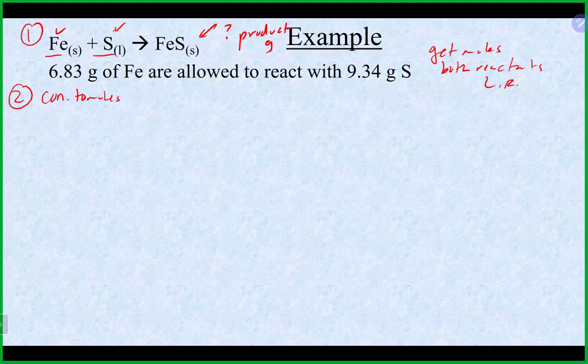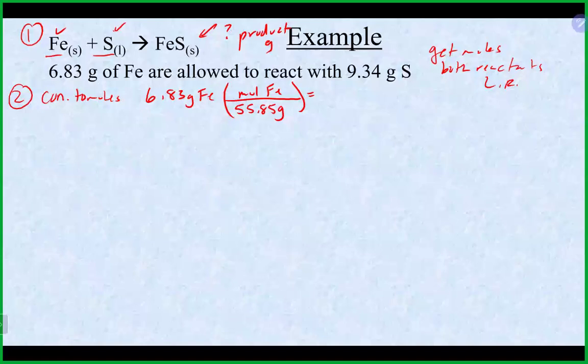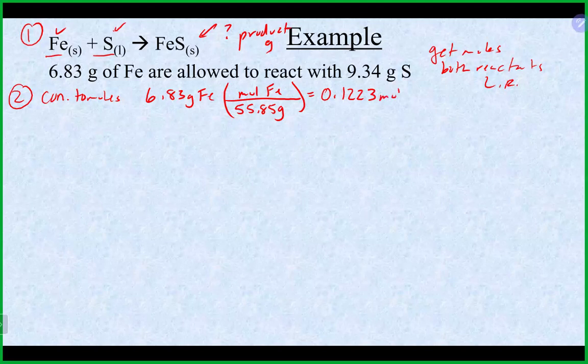So here we're going to take our 6.83 grams of iron. We're going to use the molar mass from the periodic table for iron, which is 55.85 there. And we're going to put those on the bottom, 55.85 grams per mole of iron. That's going to give us really our starting amount of iron in moles. So 6.83 divided by 55.85. That's going to give us 0.122, and I'm not going to round too much here. We'll go to 3 moles of iron.